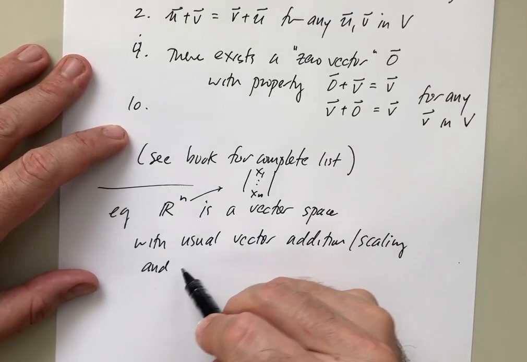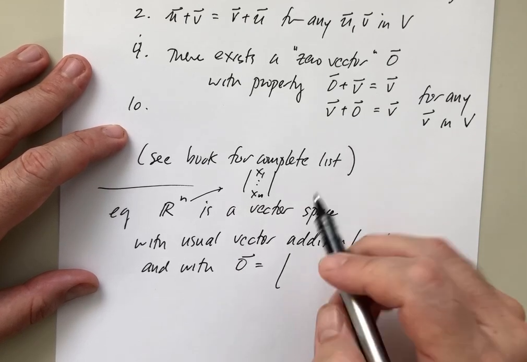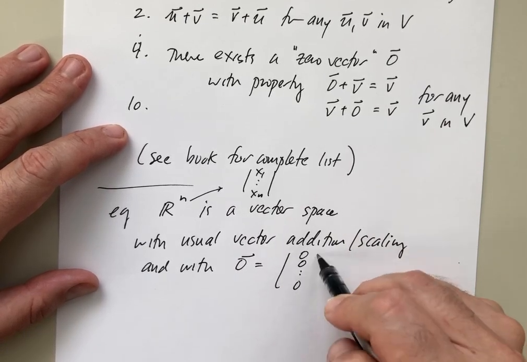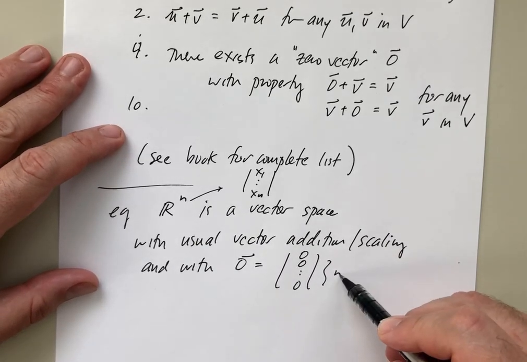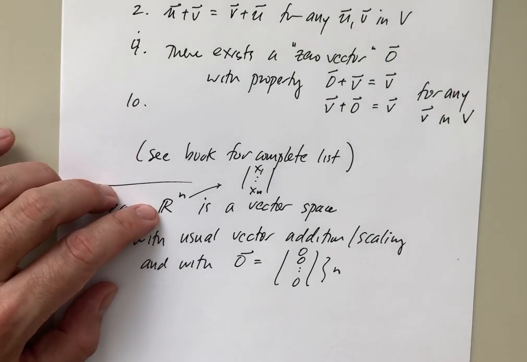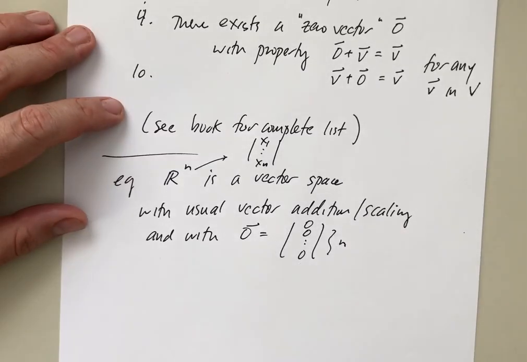And again, I have to tell you what the 0 vector is. The 0 vector is going to be what you think it is. It's going to be the thing that has 0 in each entry. There's going to be n of them because we're in Rn, right? So remember, I tell you I'm in R5, so the 0 vector will have five zeros in a column.